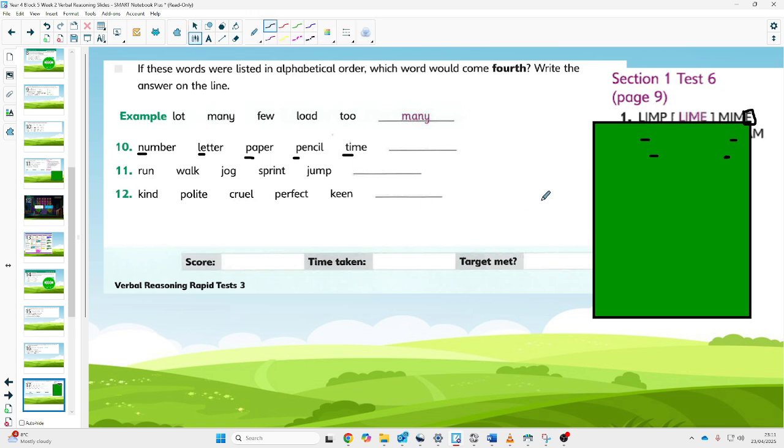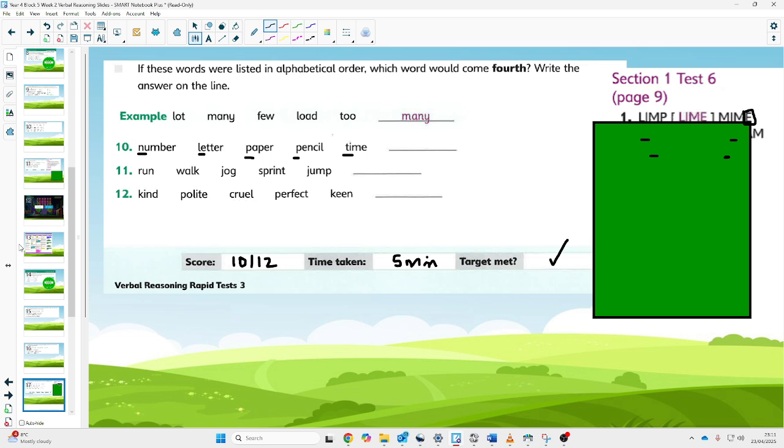At the bottom of your page, or underneath those questions, you'll see score, time taken and target met again. So whatever you've scored, say if you got 10 right, put 10 out of 12. Time taken, put 5 minutes again. And then target met, give it a tick if you've got it right.